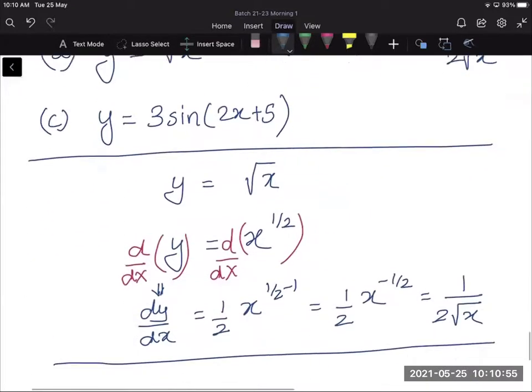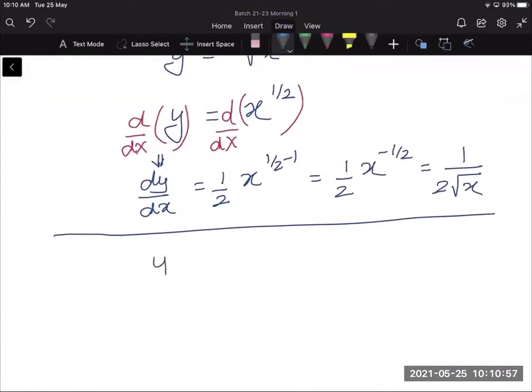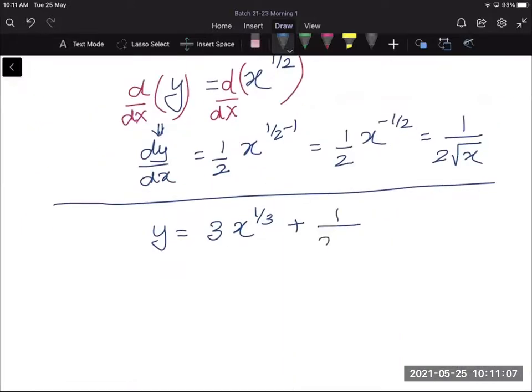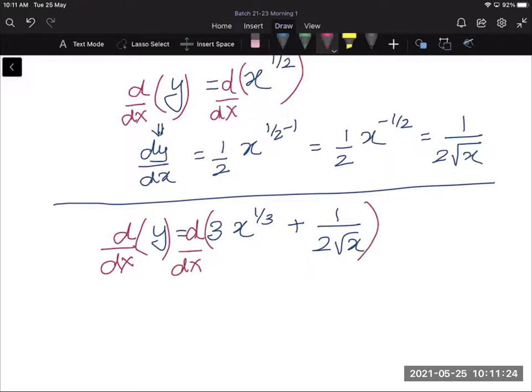So in the second wala, y is equal to 3x raised to the power 1 by 3 plus 1 by 2 root x. Okay, please follow me very efficiently. Please pay attention to what I'm doing. So I apply d by dx on the LHS and d by dx on the RHS. The LHS, I end up with dy by dx.